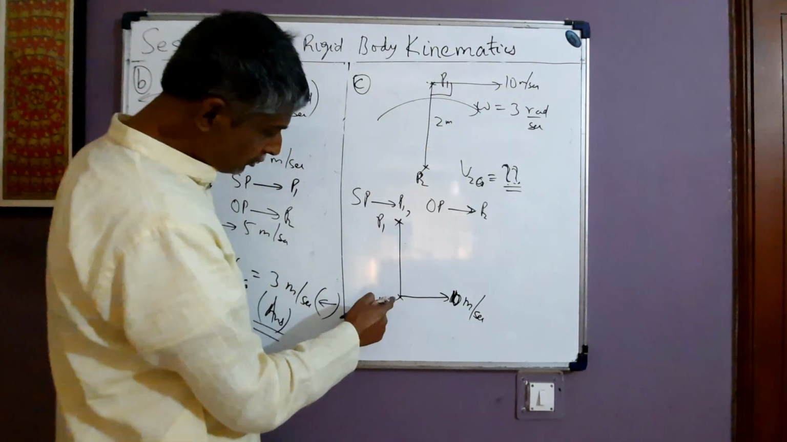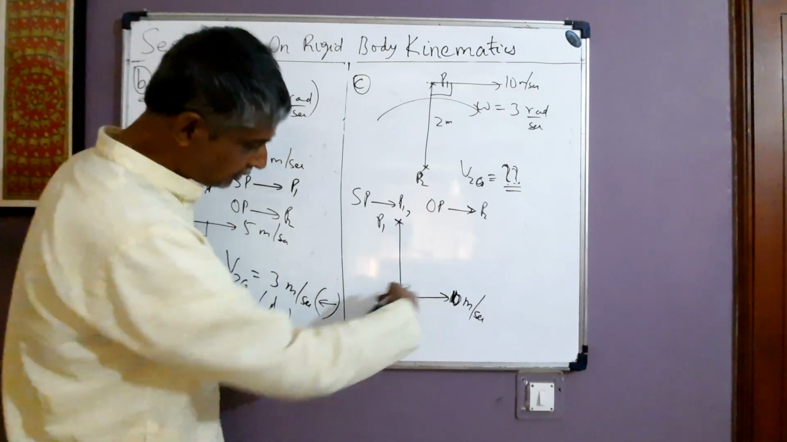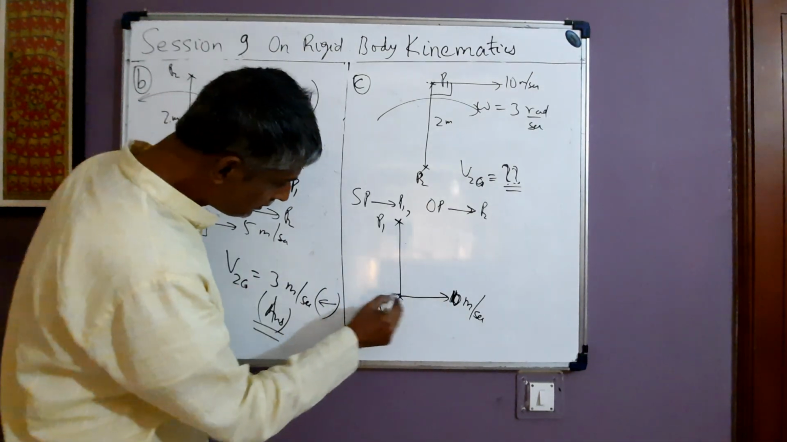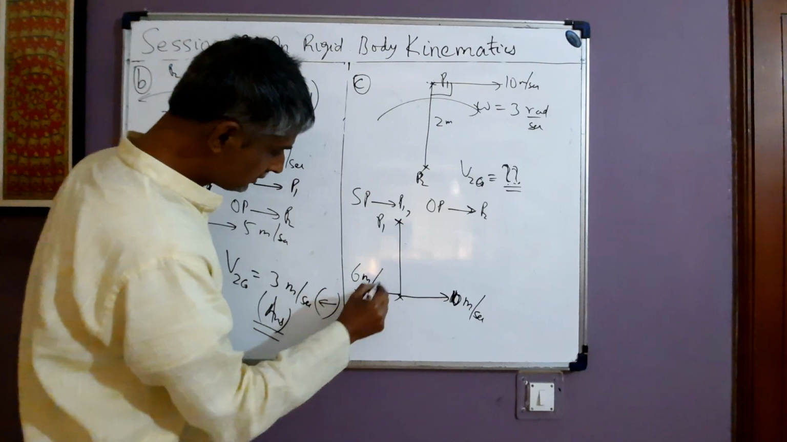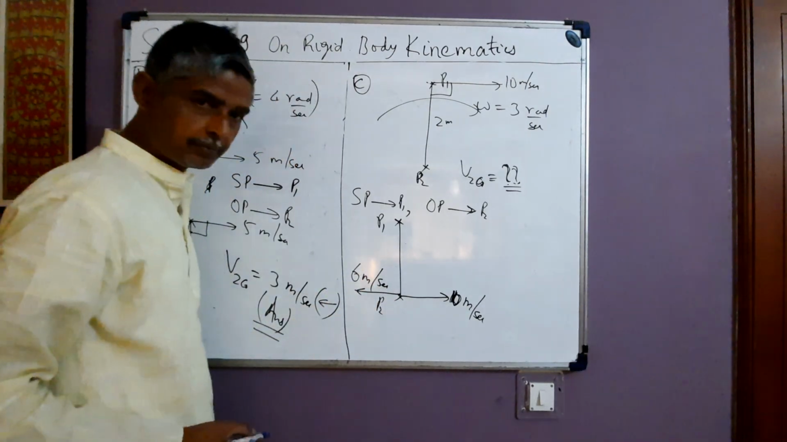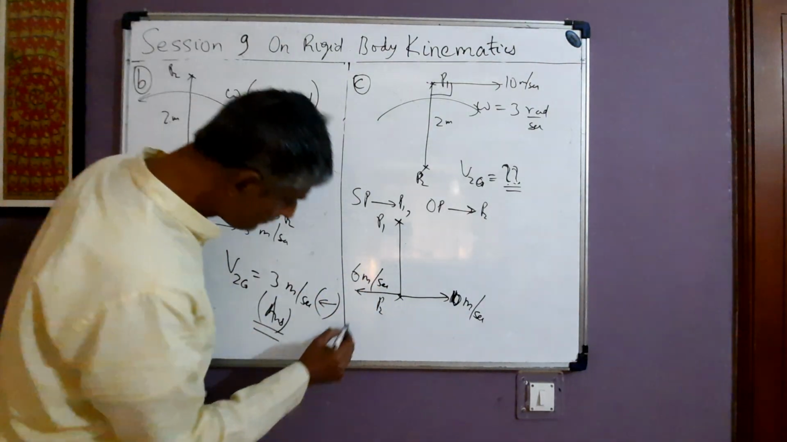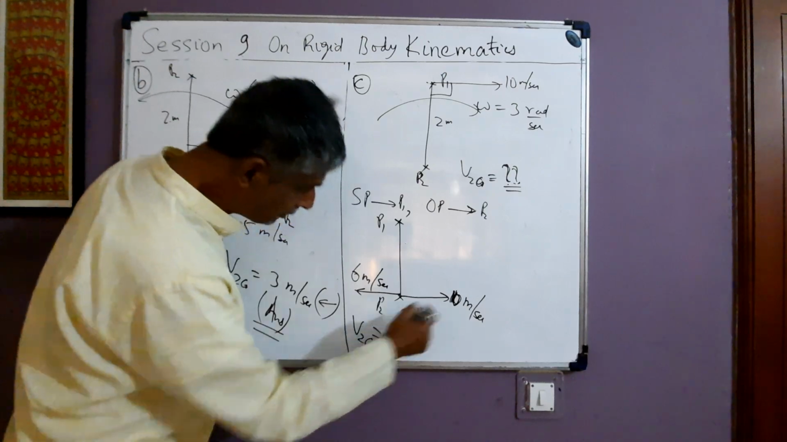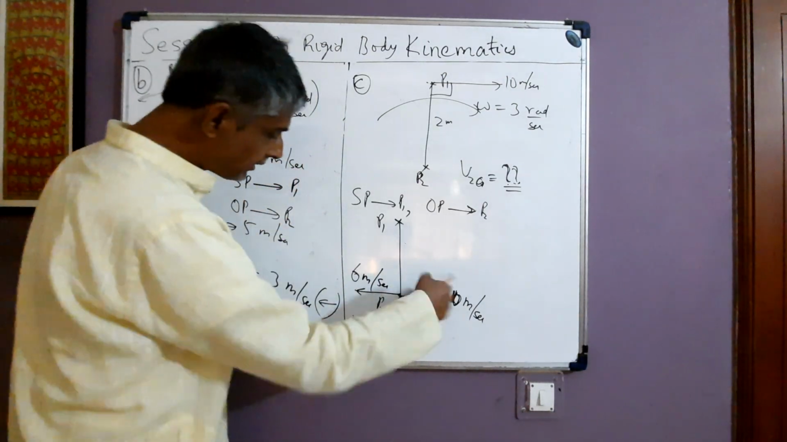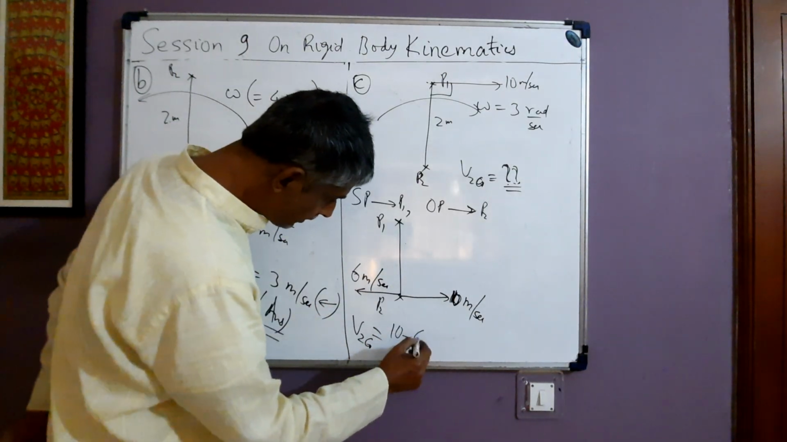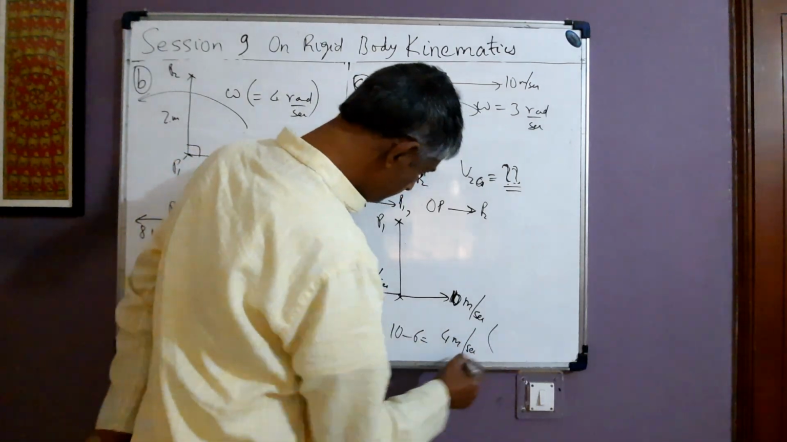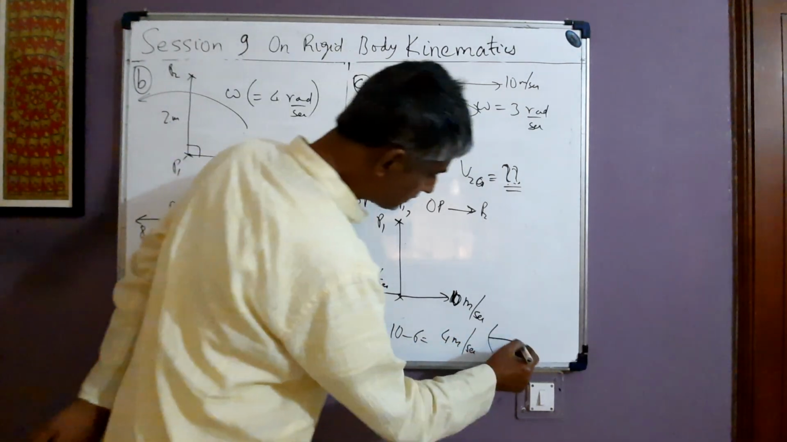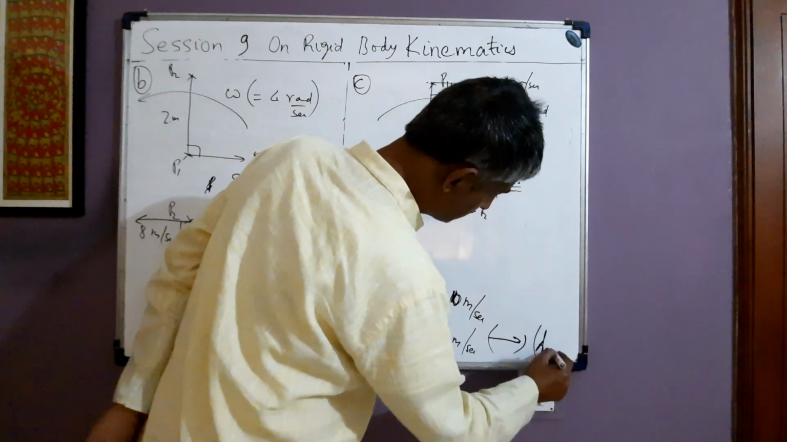Now P1 is the center, P2 is moving in a clockwise circle. So for this, omega r should be leftward directed. Omega r will be how much? 3 into 2, 6 meter per second. Now the third step is combination. Velocity of P2 with respect to ground is the vector sum of these two terms. 10 rightward, 6 leftward. 10 minus 6, that is how much? 4 meter per second, direction rightward. This is the required answer.